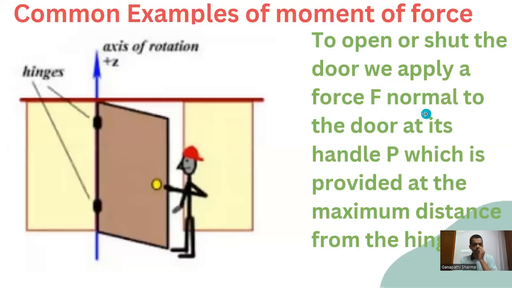Let us come back. A few examples of moment of force. The first one is the door: hinges, axis of rotation, perpendicular distance. If the perpendicular distance is more, what happens? The gain in torque will be more. Moment of force will be more.